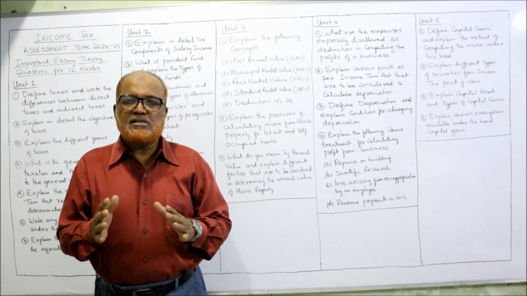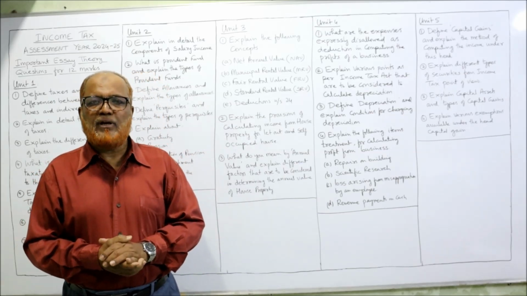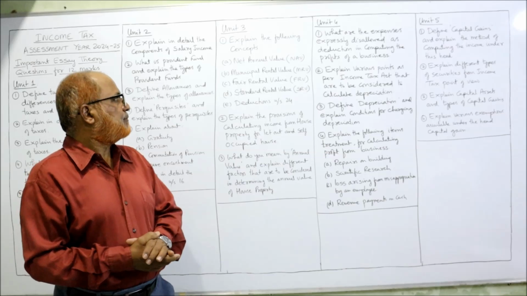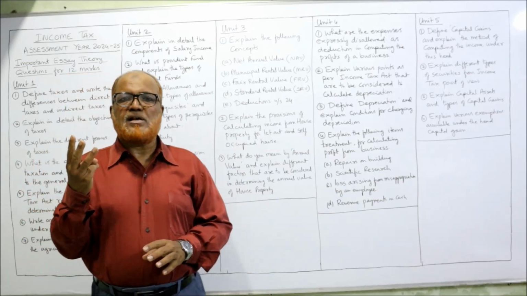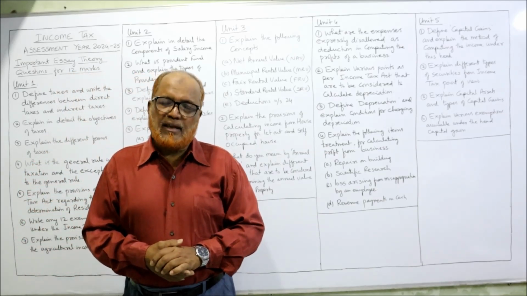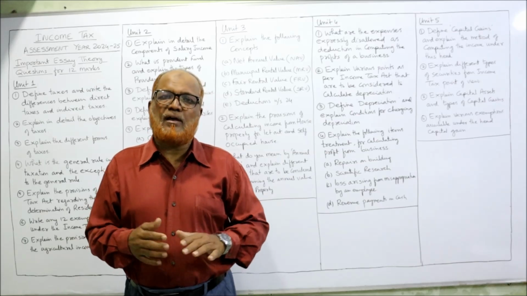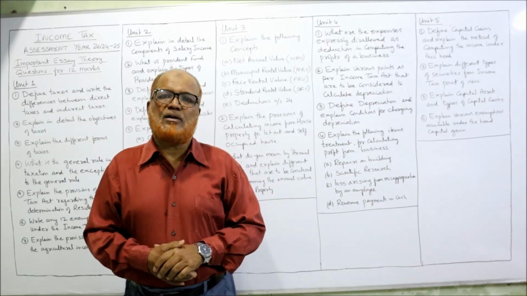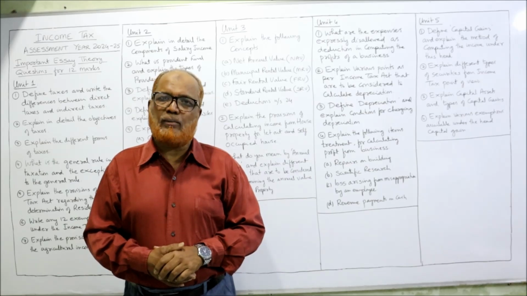That's it. So these are the expected questions from unit number 3. Unit number 3. So 3 units I have explained. In the next video, inshallah, I will explain the remaining 2 units. What are the theory questions for 12 marks.